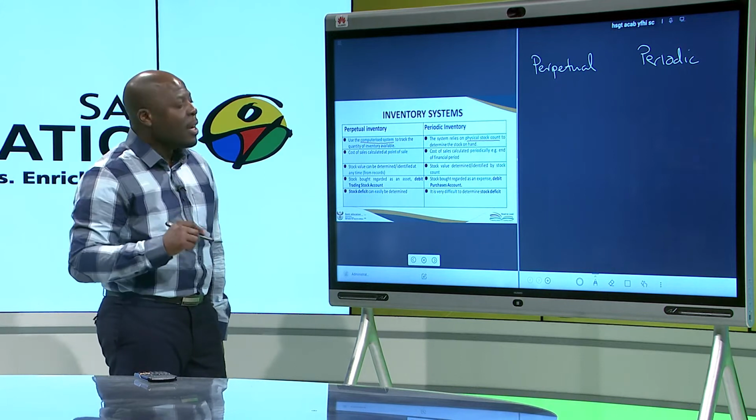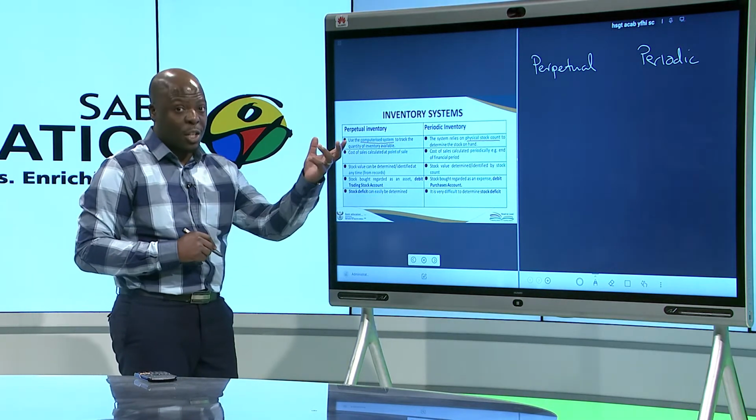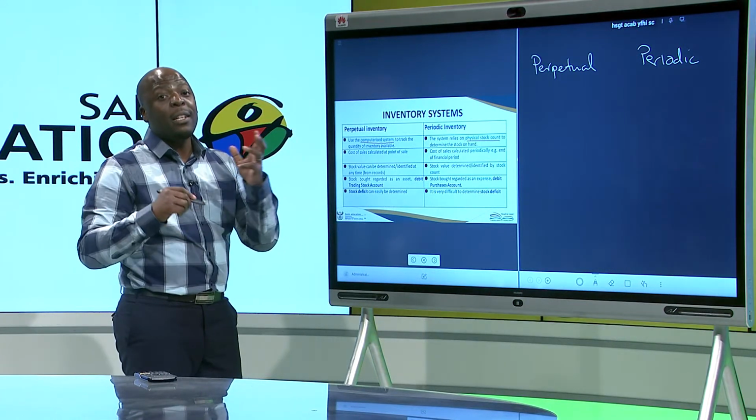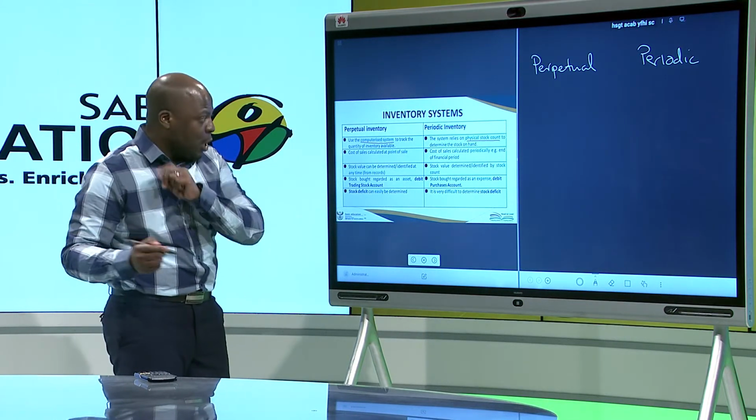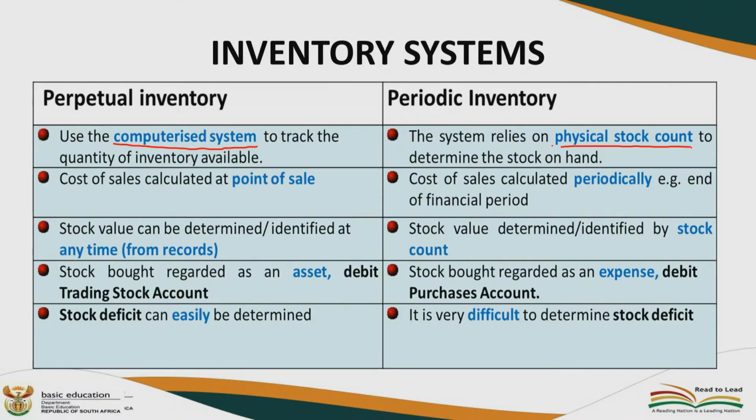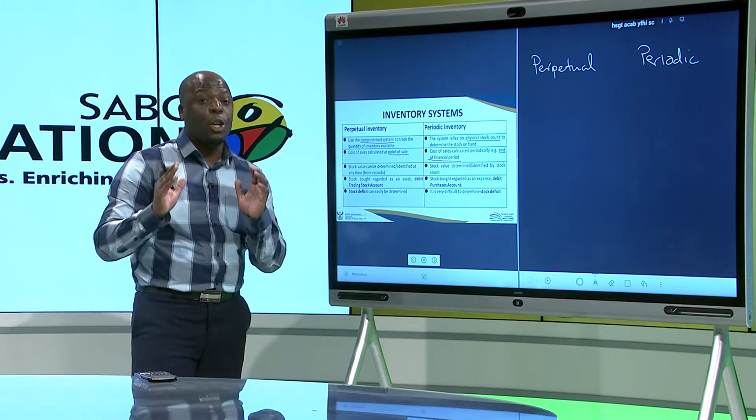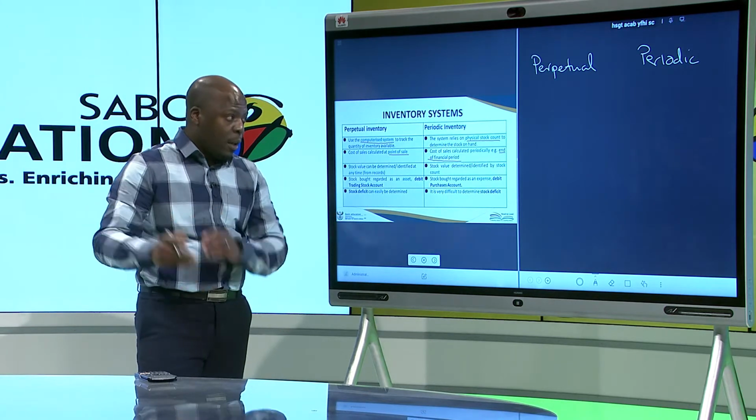Like I said earlier on, in most of your exams, they'll ask you what is the advantage of the perpetual and the disadvantage in most cases of the periodic. Here is one. Your cost of sales using the perpetual, you will calculate it at the point of sale. In other words, once you have sold your item, using the perpetual inventory system, you automatically calculate your cost of sales. But using the periodic inventory system now, you can only calculate the cost of sales at the end of the financial period, all right? So using the periodic, you get your cost of sales right at the end of the financial period.